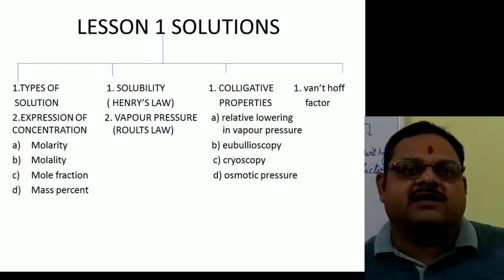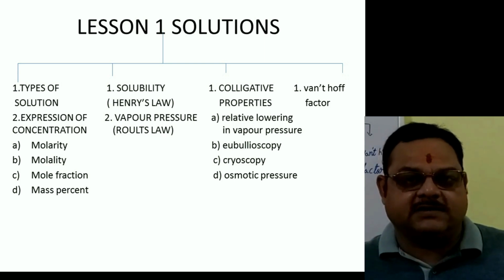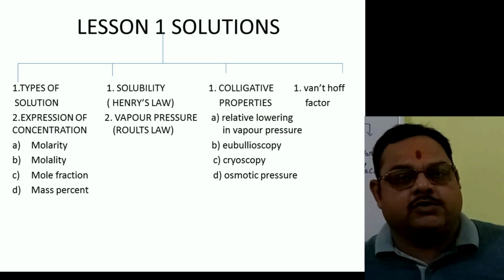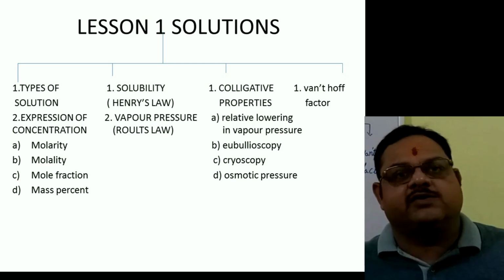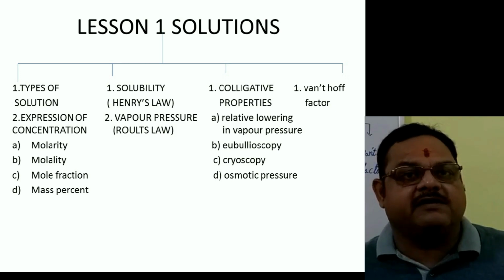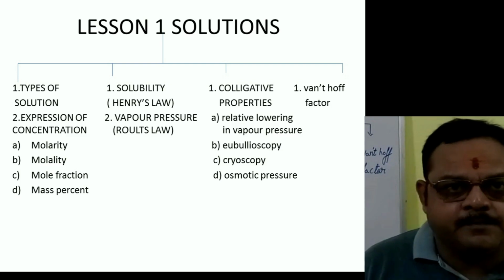Now, within the constraints of coronavirus, we have to start up for classes for class 12 chemistry. To start with class 12 chemistry, we will be starting with the first lesson of physical chemistry, that is solution, as you can see on the board.